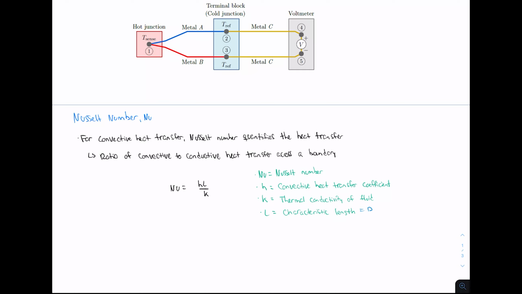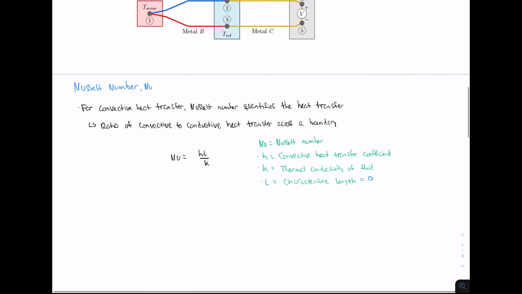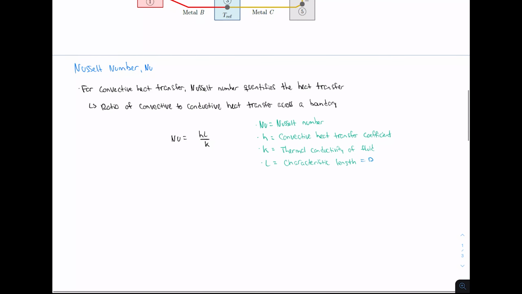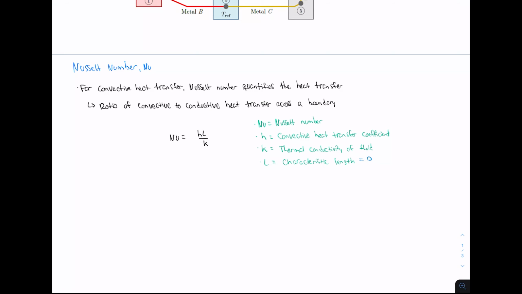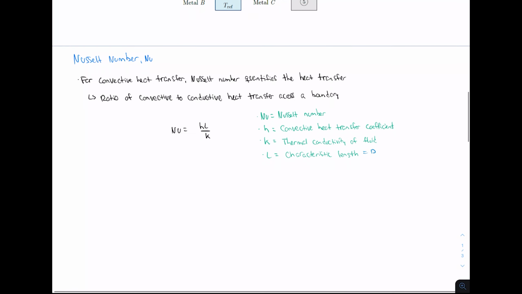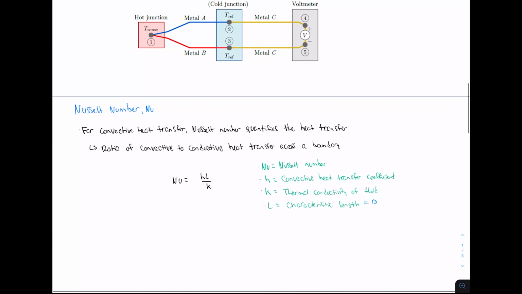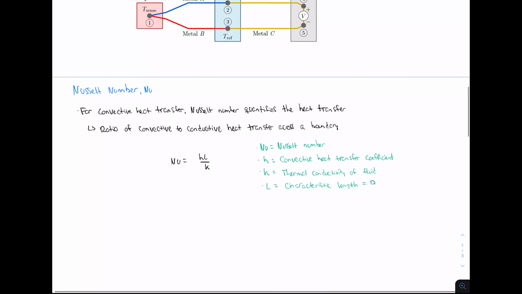And then we have ranges for the Nusselt number, just as we have ranges for the Reynolds number in fluid mechanics. If the Nusselt number is approximately equal to 1, that's laminar flow, and if the Nusselt number is 100 to 1000, that's turbulent flow. Alright, so we have these ranges, and we're going to use those to quantify if it's laminar or turbulent.